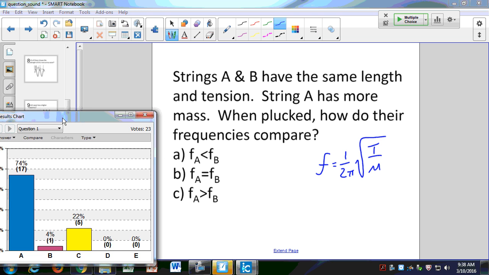Okay, well, let's see. If string A has more mass, that means the mass density goes up because they have the same length, and so the mass density of string A is bigger. It's just a bigger string. There's more mass per unit length. So if that goes up, that means this goes down. So the frequency of A is going to be less than the frequency of B. So A is right.